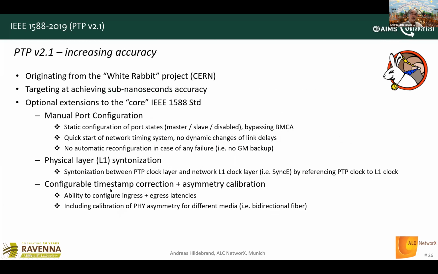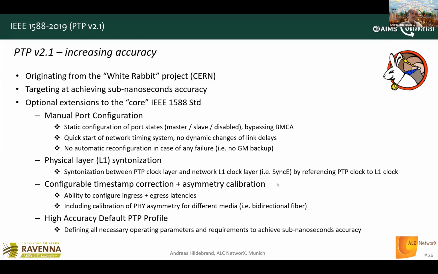And with that comes the ability to configure a timestamp correction and any asymmetry calibration, which you may find using different PHYs for different media, which you sometimes will see in bidirectional fibers. So that is the other thing which has been added to the accuracy increase. And all of this is described in an added profile, which is called the high accuracy default PTP profile, which is also described in PTP version 2.1.